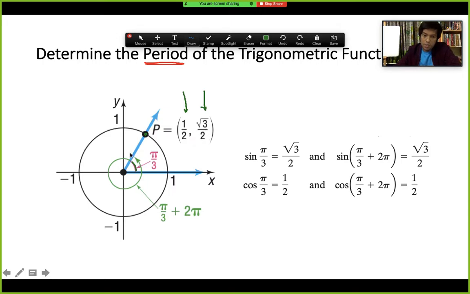The thing is, this is 60, but when you come back, this is 60 again. If you do exactly one rotation and come back here, you again hit the same line, the same point. That means the same value also. That means 60 plus 360, you will again get the same value.